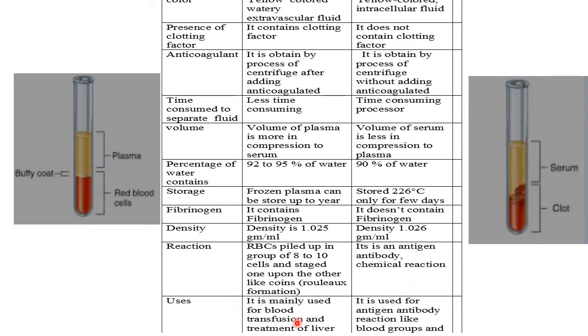Plasma is mainly used for blood transfusion and in treatment of liver disease. Serum is used serologically for antigen antibody reactions like blood group and serological investigations.